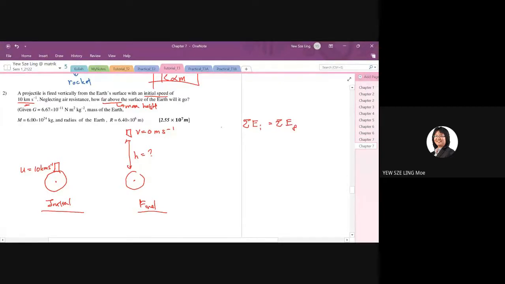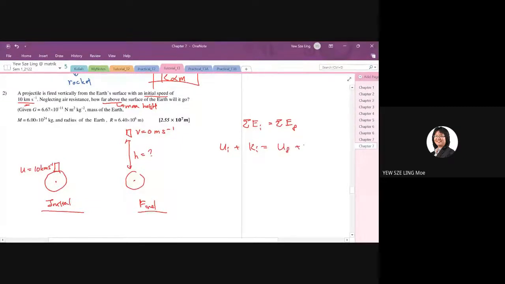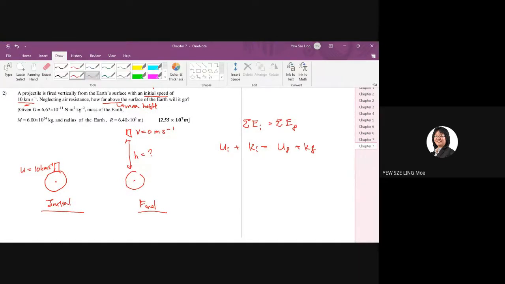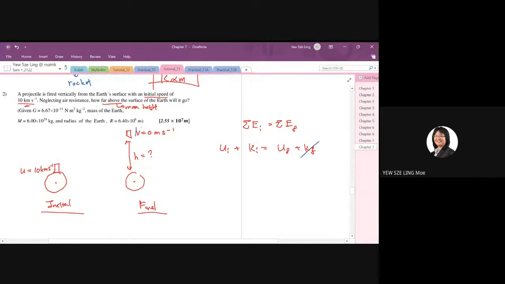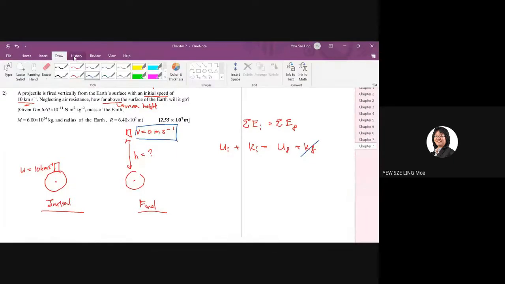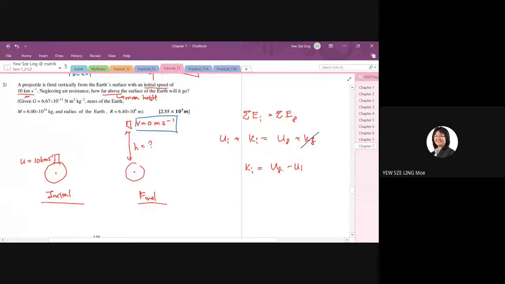When you expand the equation, you will have U initial plus K initial equals U final plus K final. Before rearranging, we can remove K final, because your final velocity is equal to 0. That is what happens at maximum height. Rearranging the equation, we will have K initial equals U final minus U initial. So this is actually your delta U.